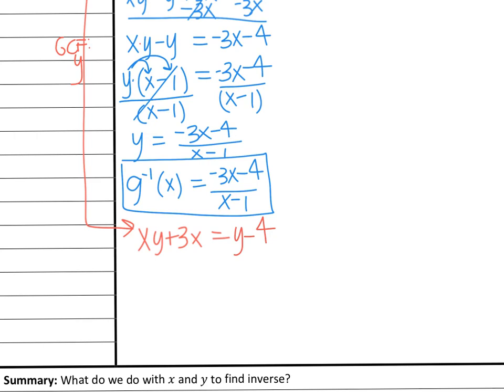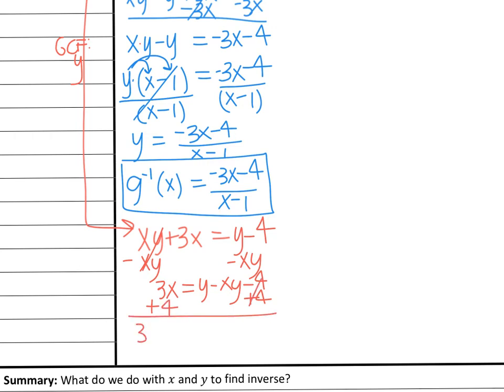So we could have chosen to bring everything to the right side for our y term. I could have moved the xy to the other side to get it near that y. Cancel those out. Write out 3x equals y minus xy minus 4. Add the 4 to the left side to get it with the x. Cancel that out, and you get 3x plus 4 equals y minus xy.